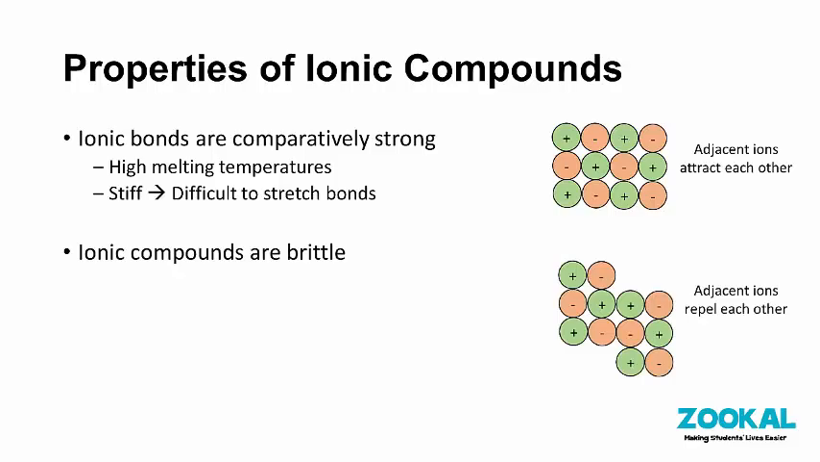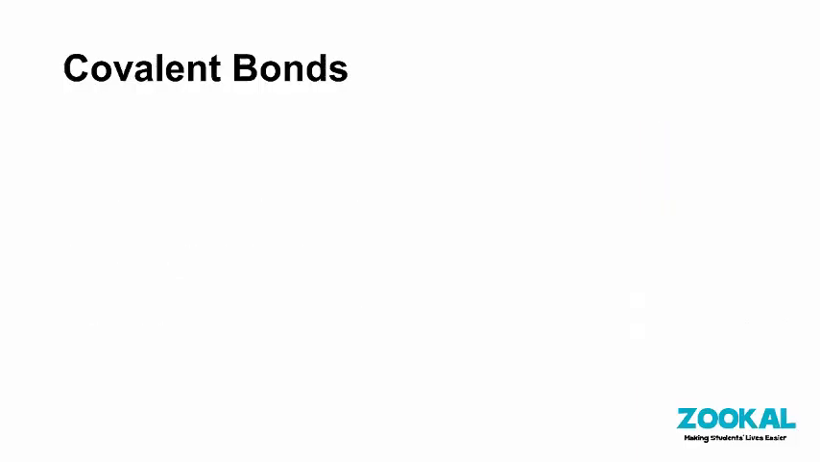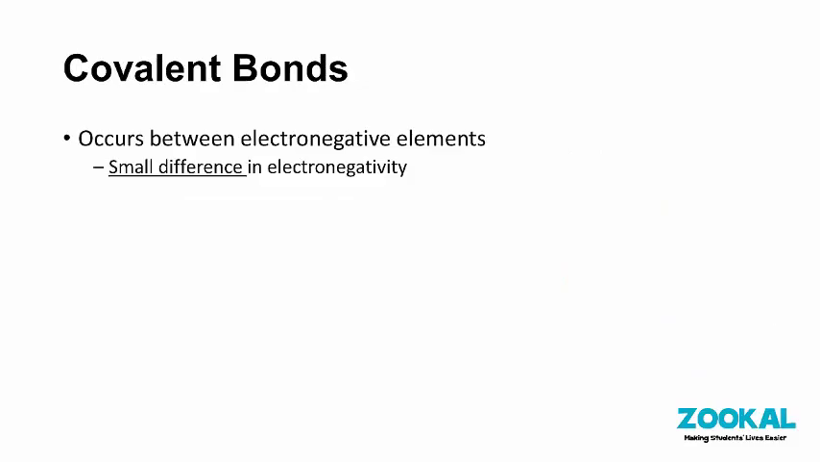However, when the lattice is dislodged, adjacent ions suddenly repel each other instead, causing the lattice to fall apart. Finally, since electrons are bound to the ions, they do not move freely, and therefore inhibit an electric current, making ionic compounds an insulator.